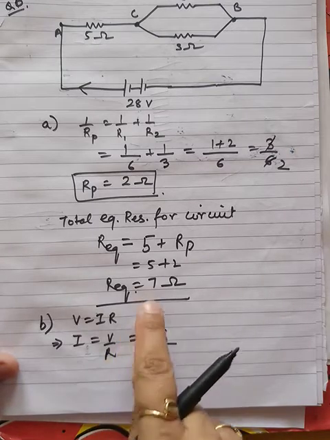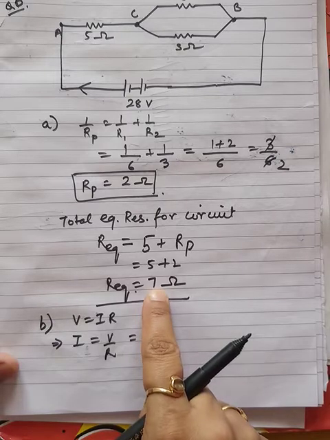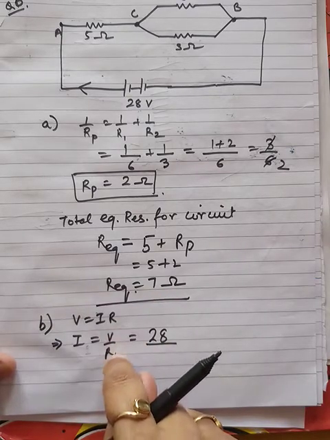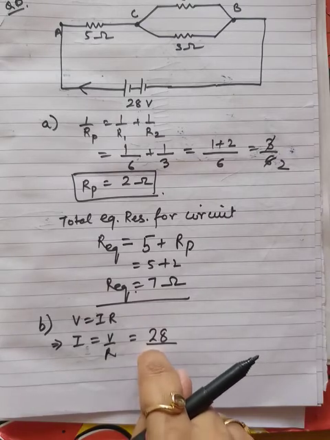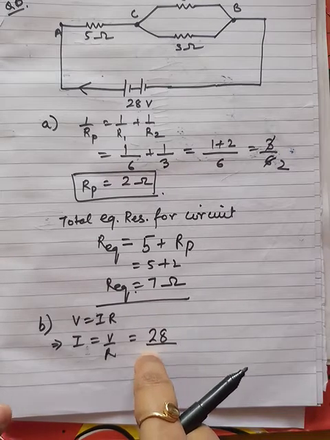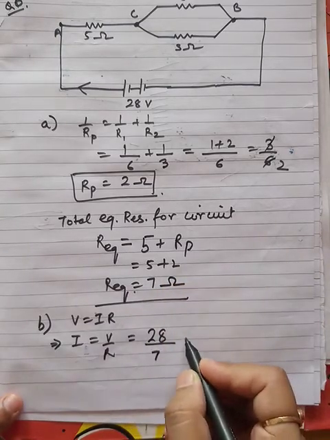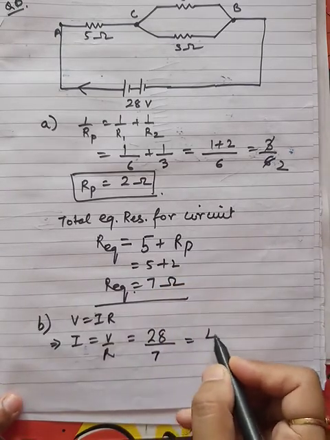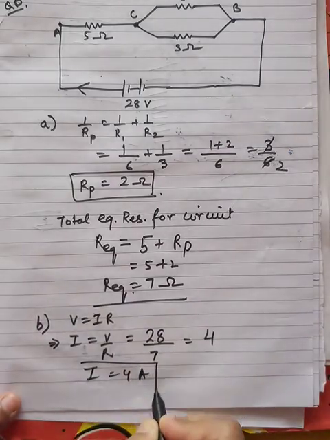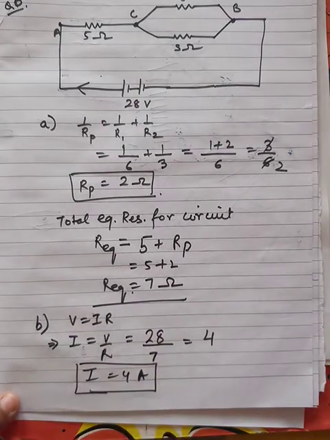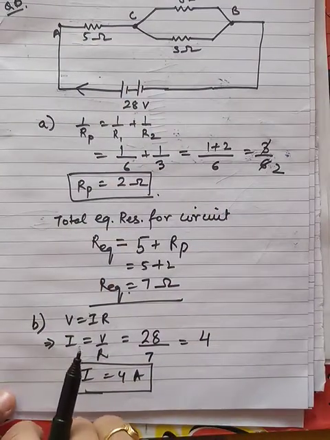Total R we have found in part 1 itself. I have found it because I know it will be used in part B. Otherwise you would have to find this first in part B. So total R is 7 ohm. So the answer will be 4. So I is actually 4 ampere. Total current flowing through AC is 4 ampere.